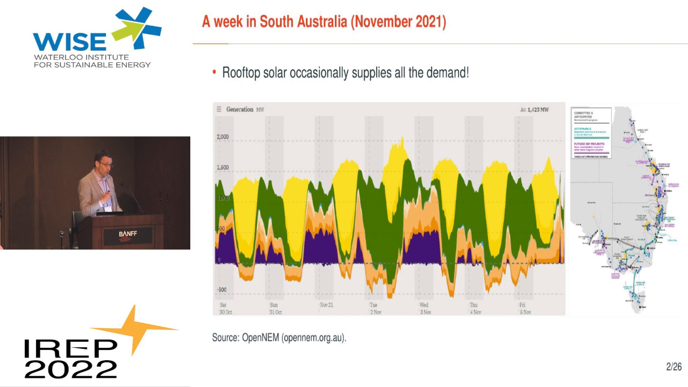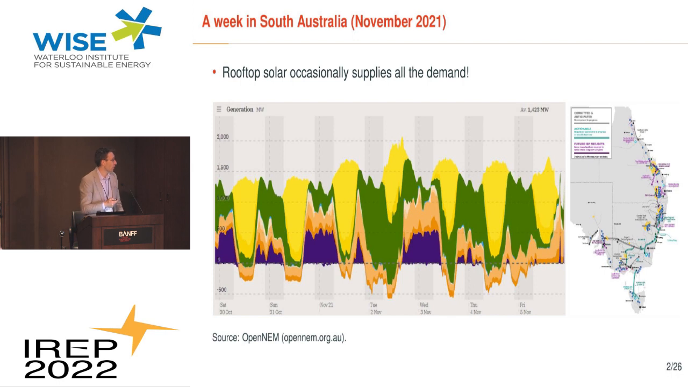supply all the load. So this here, you should be able to see this bright yellow is rooftop solar, dark yellow is utility scale solar. On that particular day, it didn't quite cover all the load, but there were certain instances where this indeed did happen. So again, this is just coming behind the meter.